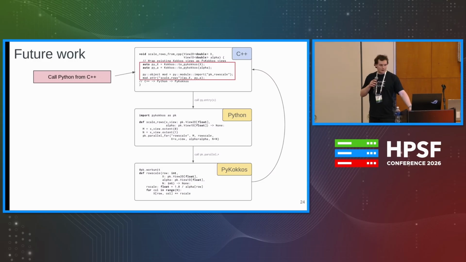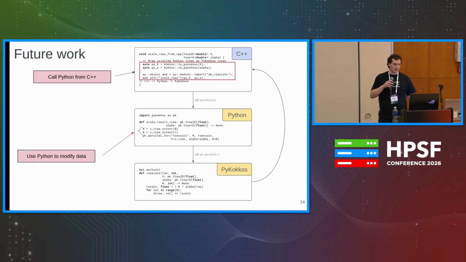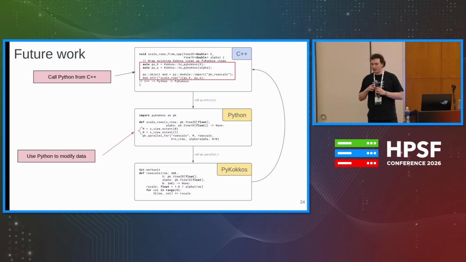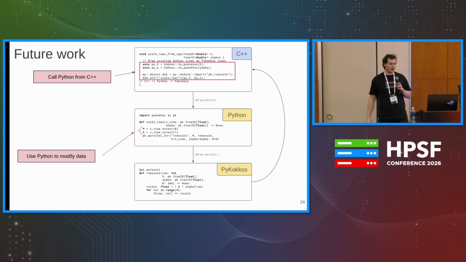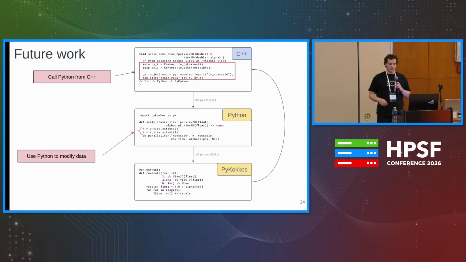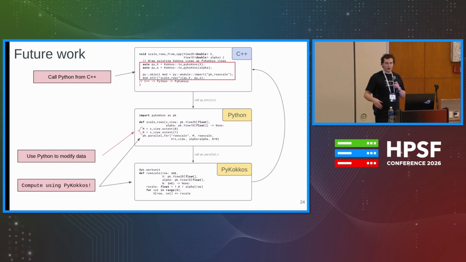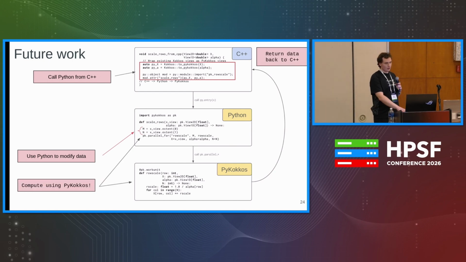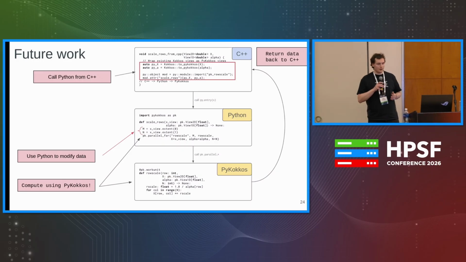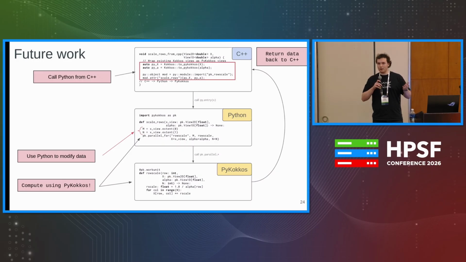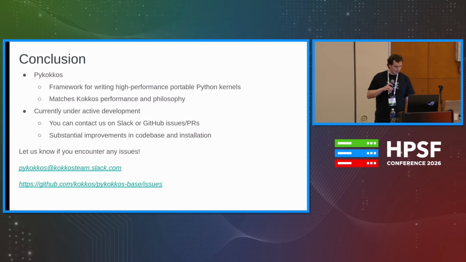Basically, we would be able to call Python from C++, and from the Python side, we would be able to modify any data. We would be able to invoke PyKokkos kernels, and essentially, we would love to return this data back to C++, so the C++ developer can do anything they want with it.